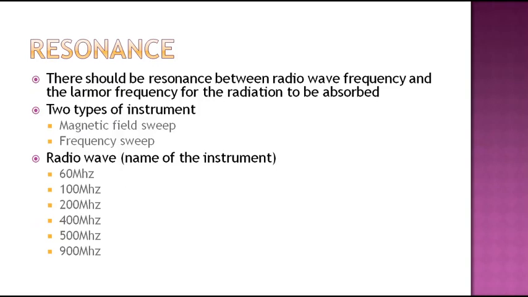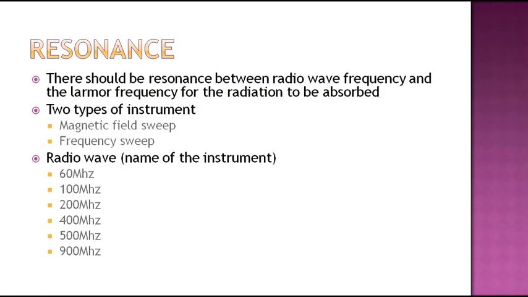And the third word about this is resonance. There should be resonance between the radio wave frequency and the Larmor frequency of the nuclei for the radiation to be absorbed. Otherwise, the radiation will not be absorbed, right? The nucleus has a Larmor frequency, and the radio wave radiation has a frequency. When there is a match between these two, then the radio wave will be absorbed. Otherwise, the radio wave will not be absorbed.